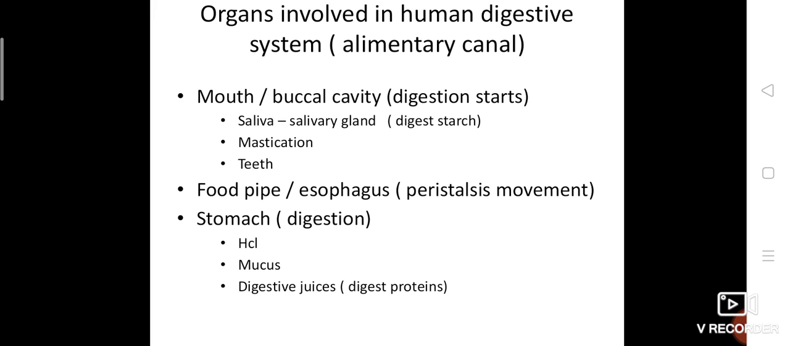Then the food reaches the food pipe. In the food pipe, there is no digestion, just passing of food. Only peristalsis movement is taking place. Then it reaches the stomach. In the stomach also, digestion takes place.